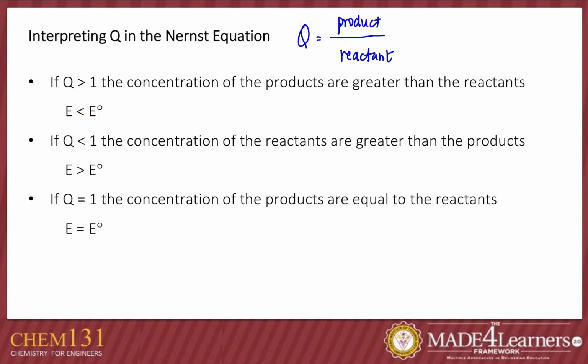But if Q is less than 1, meaning the concentration of the reactants are greater than the products. Kay less than 1 man, mas dako ang denominator. And if that is the case, kung mas dako ang concentration ni reactant kaysa ni product, meaning ang cell voltage under non-standard conditions kay greater than the standard cell voltage. And if Q is equal to 1, then the concentration of the products and the reactants are equal, then therefore the cell voltage under non-standard condition is equal to the cell voltage under standard conditions. Okay.